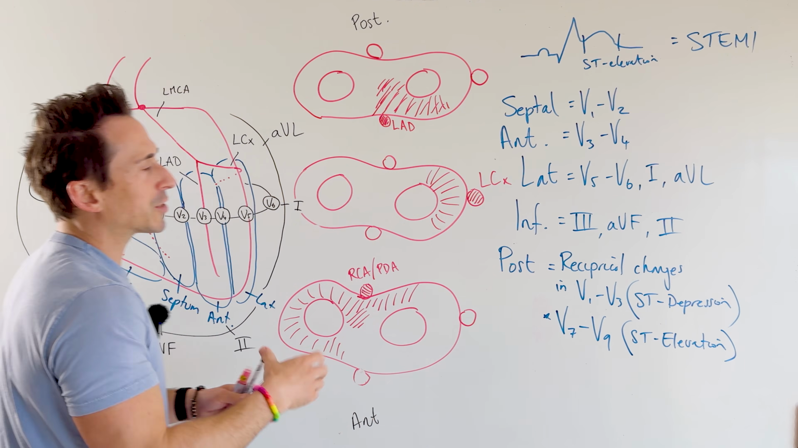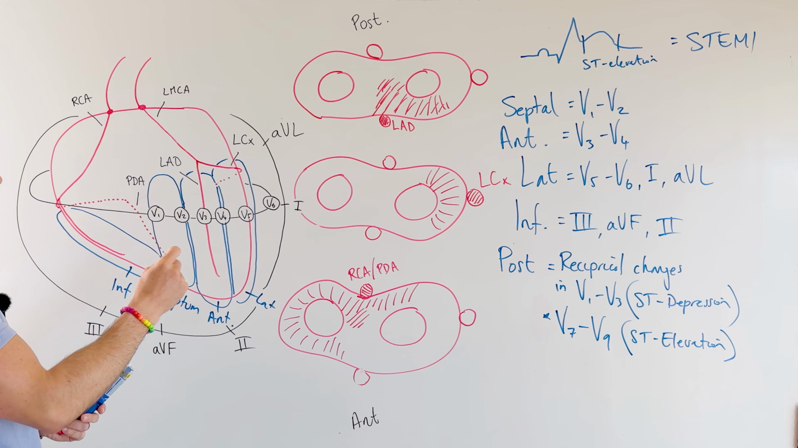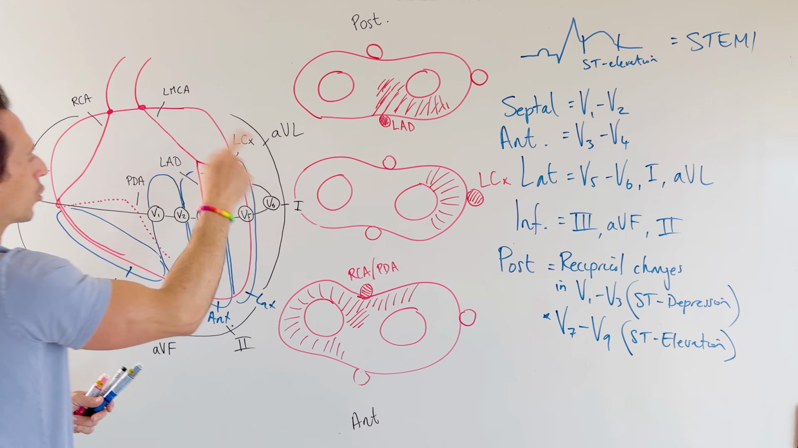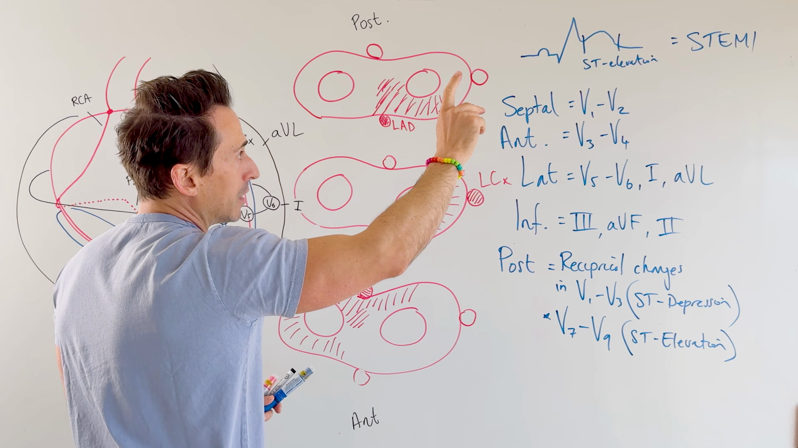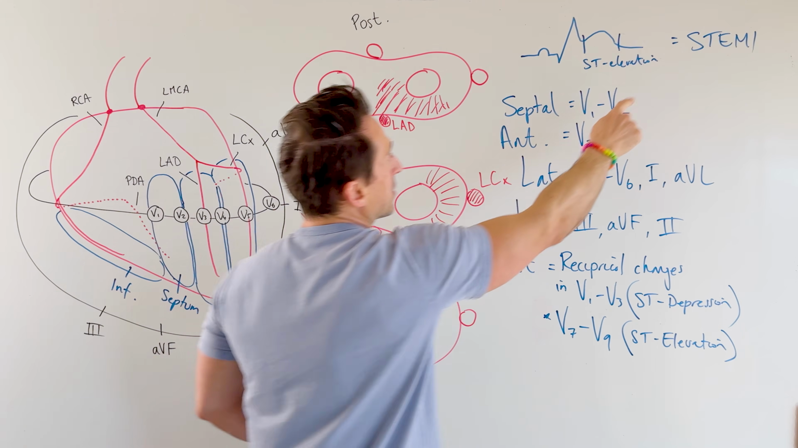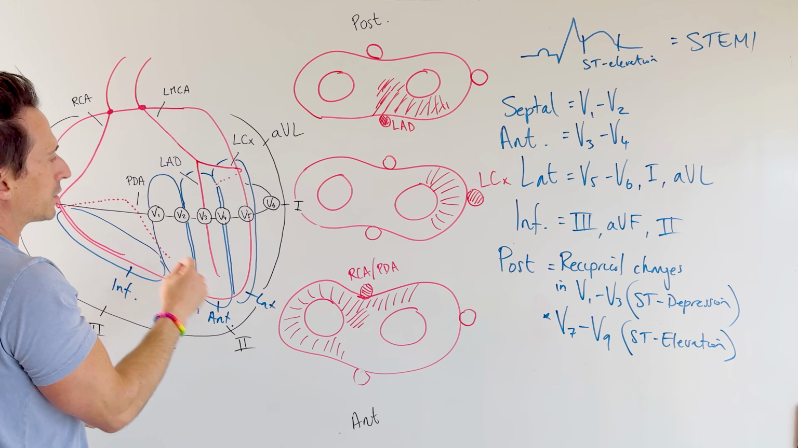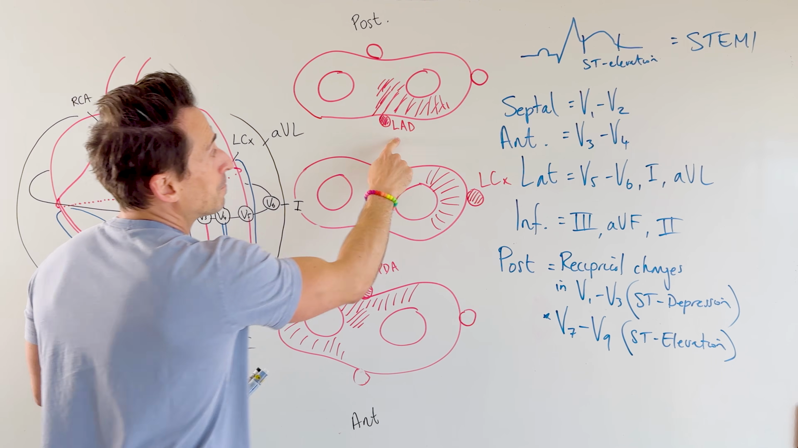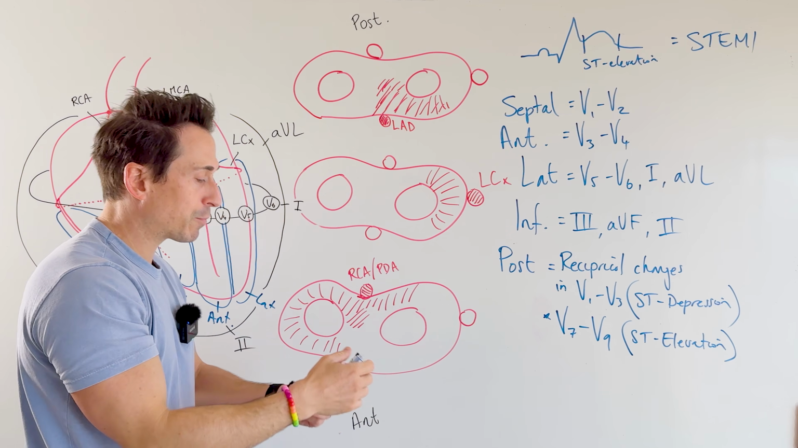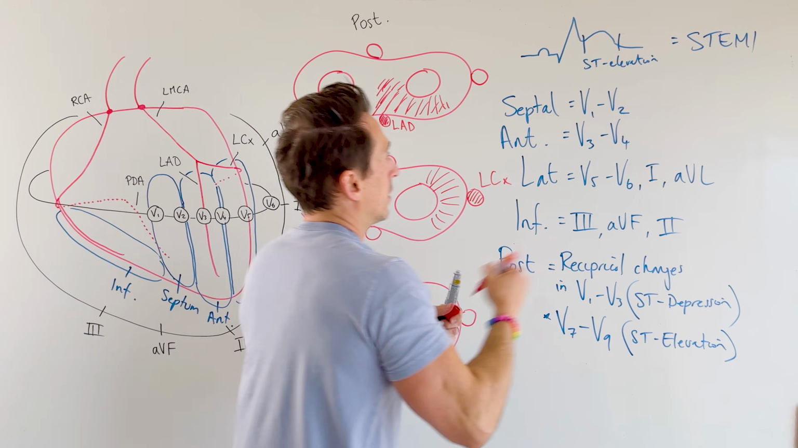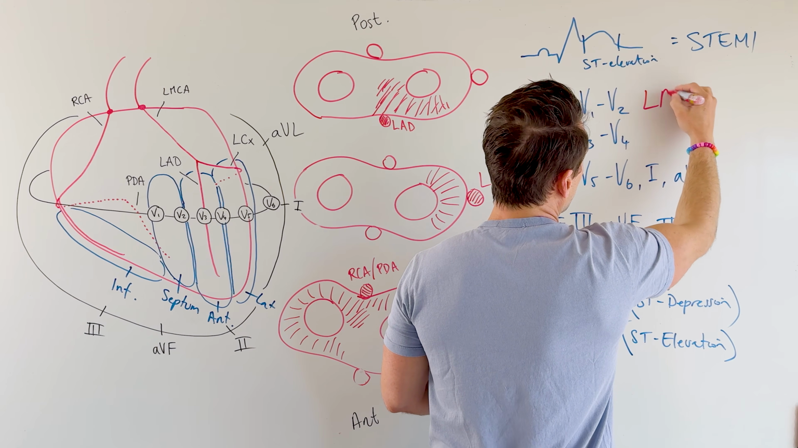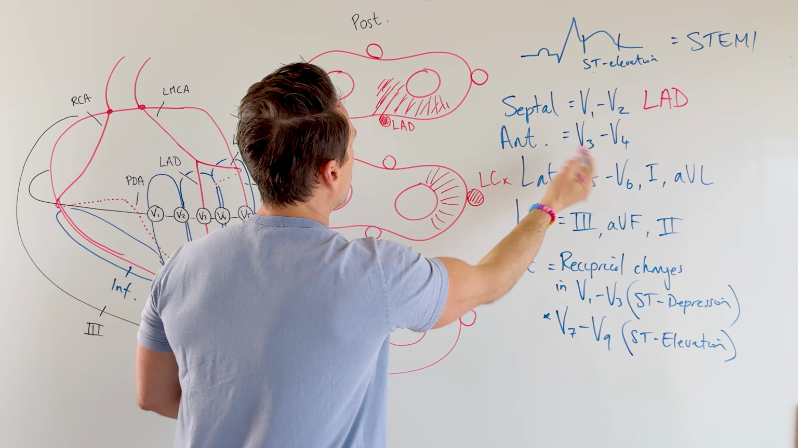All right, now let's correlate that with what vessels are likely blocked to cause each of these events. So you see a STEMI in V1, V2, you go, it's septal, but what blood vessel is feeding the septum predominantly? The LAD. The LAD is predominantly feeding septal.